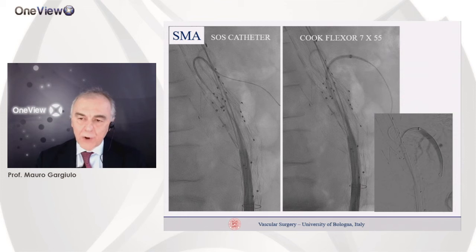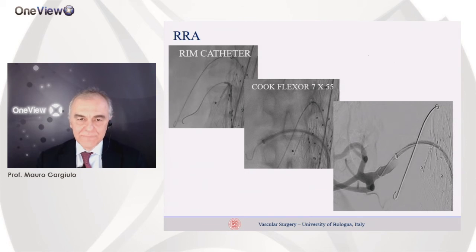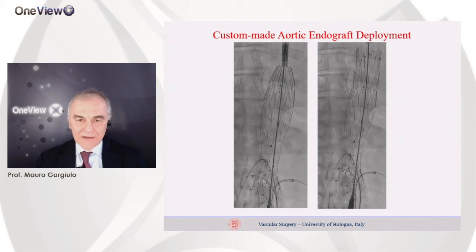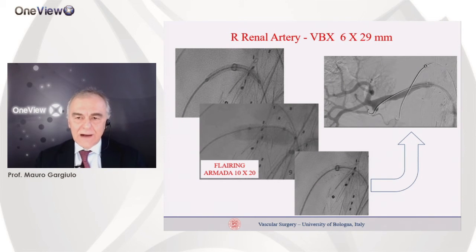when we have to deploy the stent graft for the connection between the aortic endograft and the visceral vessel. For the right renal artery, we use a rim catheter, and you can see the same procedure on the right renal artery, and the same procedure for the left renal artery to define exactly the anatomy of this visceral vessel before to introduce the stent graft. After that, we deployed totally the endograft, and after the deployment of endograft, we started with the deployment of VBX in the different visceral vessels.